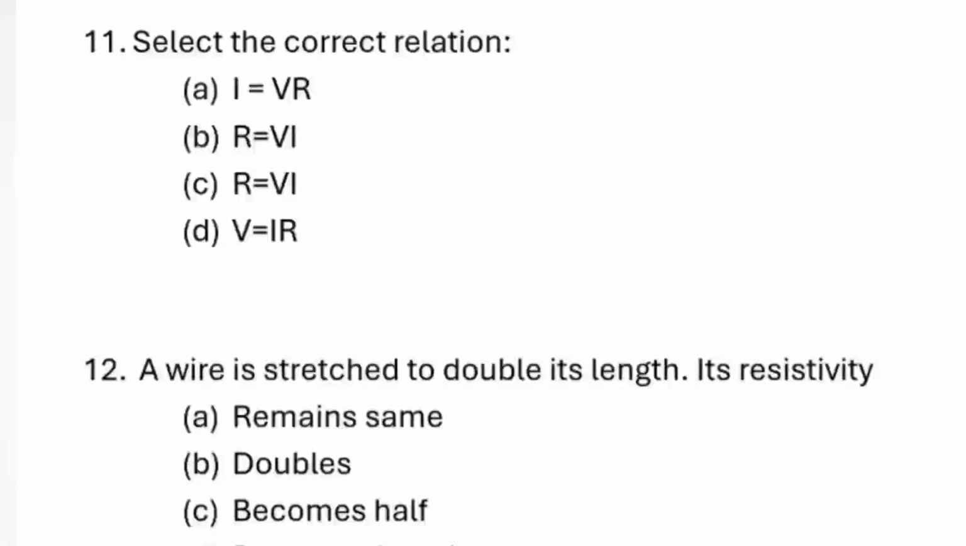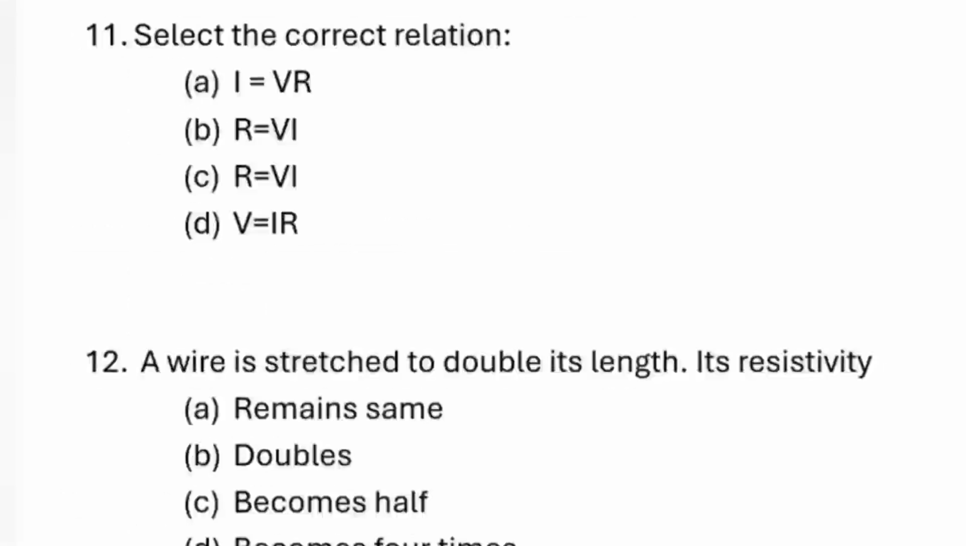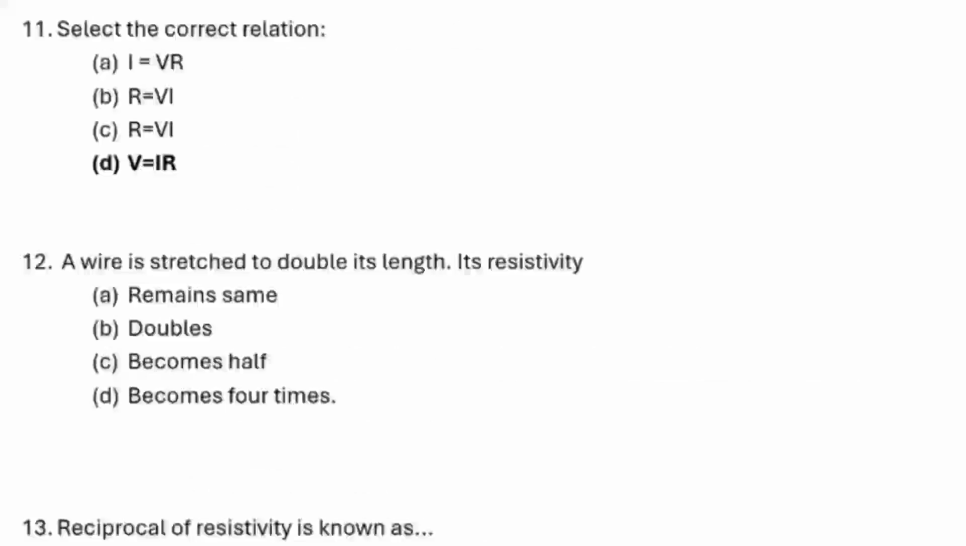Question number 11. Select the correct relation. Option A I is equal to VR, option B R is equal to VI, option C R is equal to V by I, option D V is equal to IR. Here the correct answer is option D V is equal to IR.